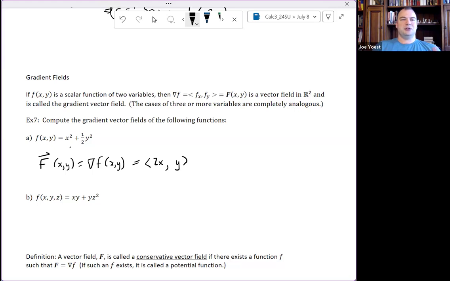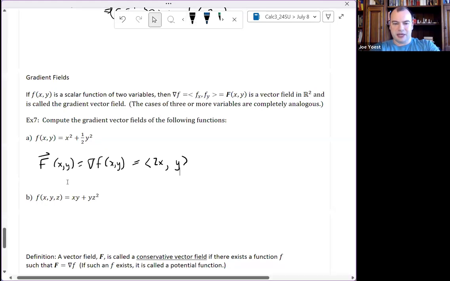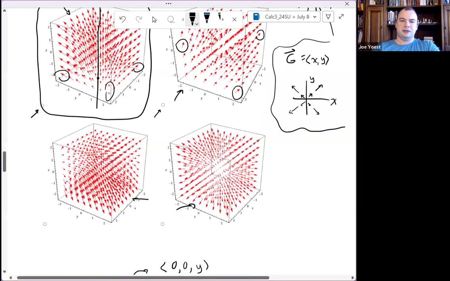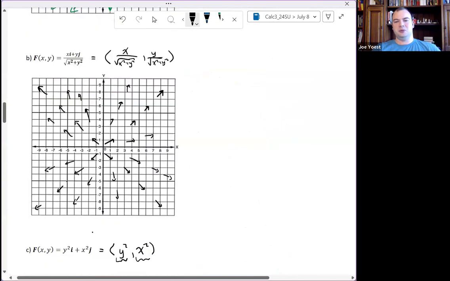Or it more or less looks like that vector field where all of the vectors are pointing away from the origin. But the 2x means that the vectors are going to be a little more horizontal than they are vertical. But it's basically like that. Basically looks more or less like this one here.